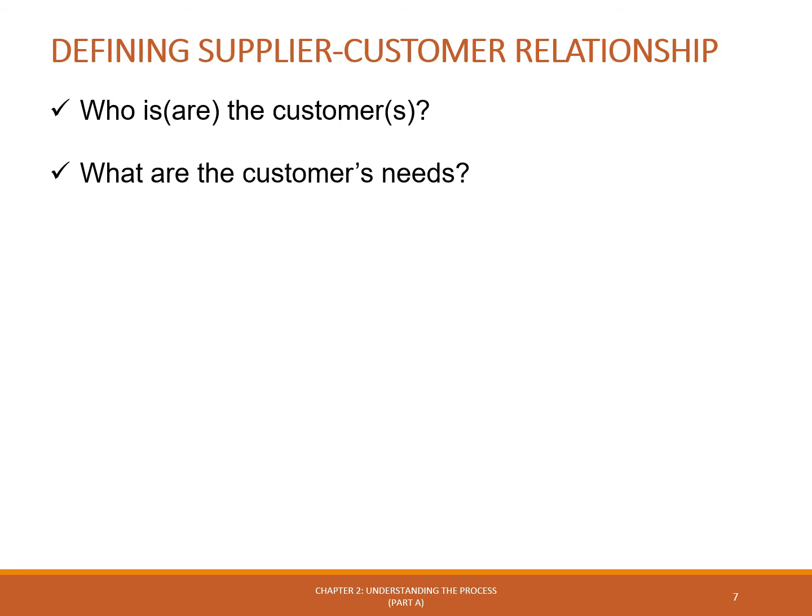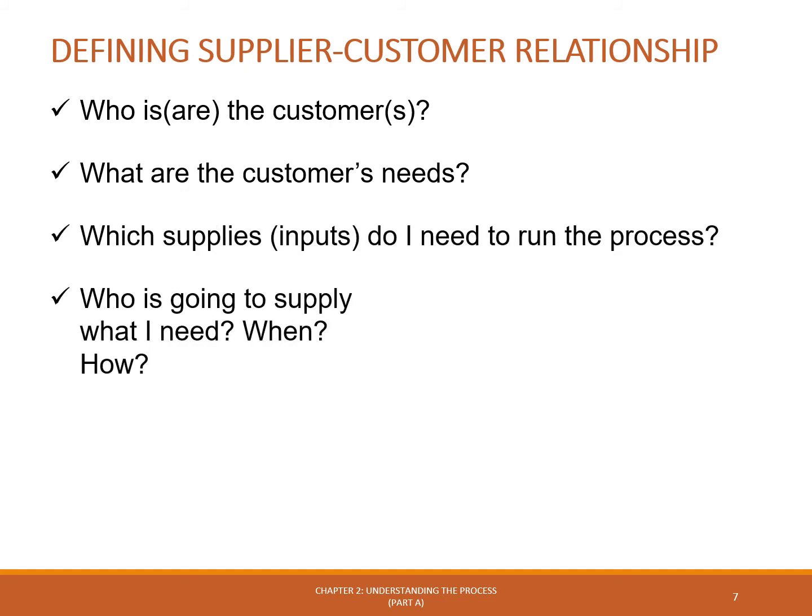For example, if your product is a software that organizes information about the location and amount of inventory in a logistics company, we may have production planners, material handlers, purchasing staff, and accountants as customers. Next, we should ask ourselves which supplies or inputs we need to run the process, and who is going to supply it, when, and how.